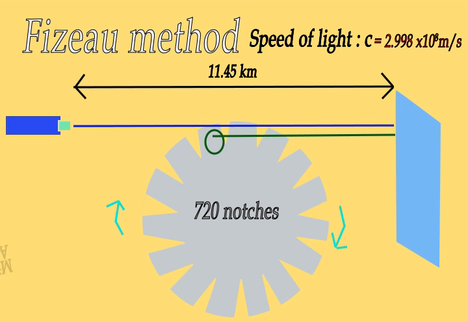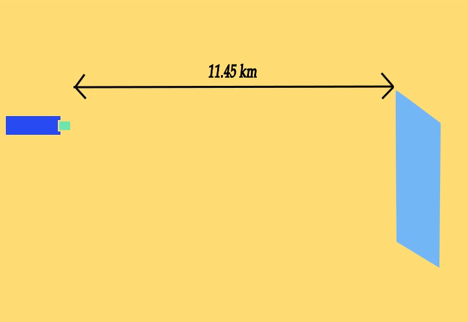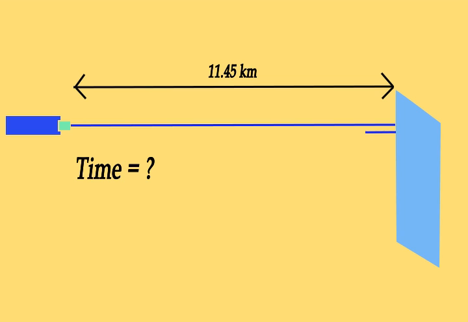Therefore, we have to calculate the minimum angular speed of the wheel so that the light can pass through the next notch. To begin with, we have to know the time needed for the light to pass through the wheel, be reflected from the mirror, and come back to the original point.